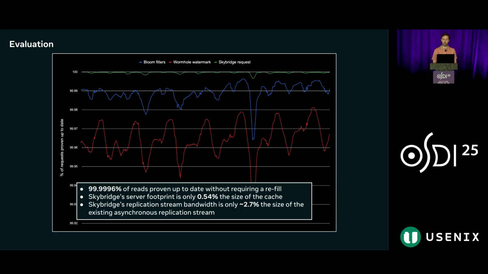Skybridge is able to achieve this while being very lightweight. Skybridge's server footprint is only 0.54% the size of the existing cache deployment, and Skybridge requires only 2.7% as much bandwidth as the existing replication stream. Skybridge is lightweight and adds minimal resources to the existing serving stack.